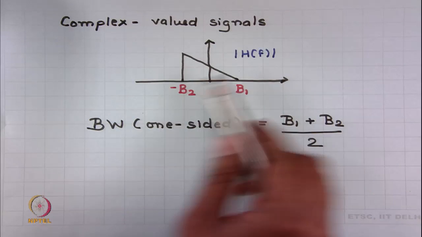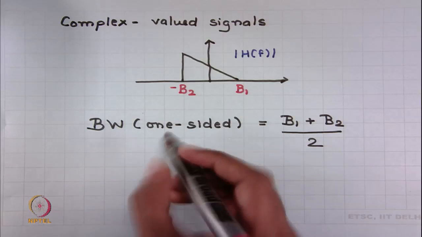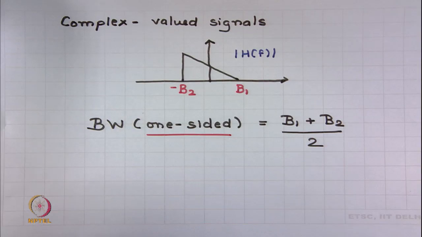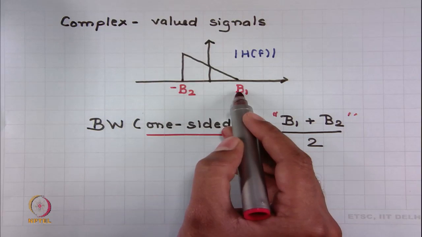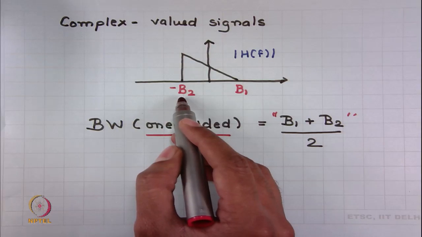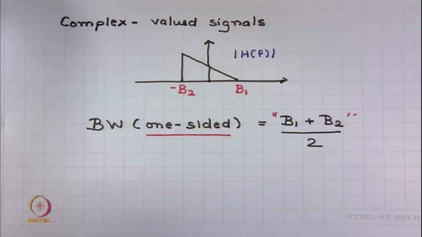However, for complex valued signals, we have mod of H(f) which is not symmetric. So, mod of H(f) might look something like this. Now, in this case, our good old rule that one sided bandwidth is half the two sided bandwidth does not hold. So, in literature, what is given or chosen as the definition of one sided bandwidth in the case of complex valued signals is you look at the total support, that means we consider both positive side of the spectrum and negative side of the spectrum. So, we get the total support as V1 plus V2 and divide this by 2.